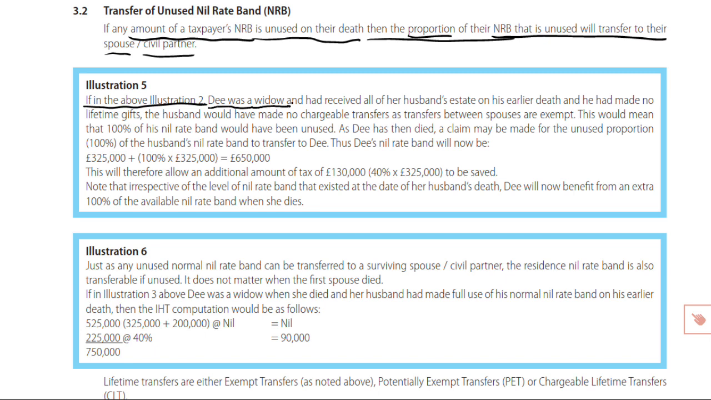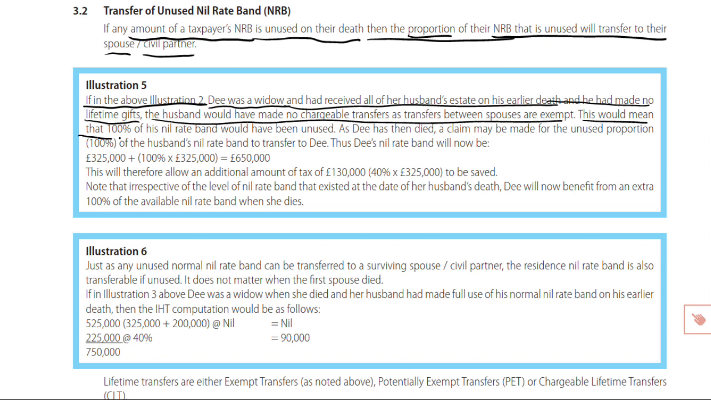D was a widow, I think she was a spinster in our original illustration, and received all of her husband's estate on his earlier death. And he had made no lifetime gifts. The husband would have made no chargeable transfers, as transfers between spouses are exempt. This would mean, as we've just been talking about, that 100% of his nil rate band would have been unused. As D has then died, a claim may be made for the unused proportion. The executors of the estate will do this, and of course they will make this claim, but it has to be made. It doesn't happen by itself.